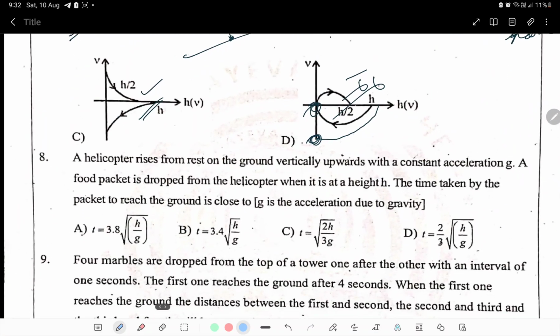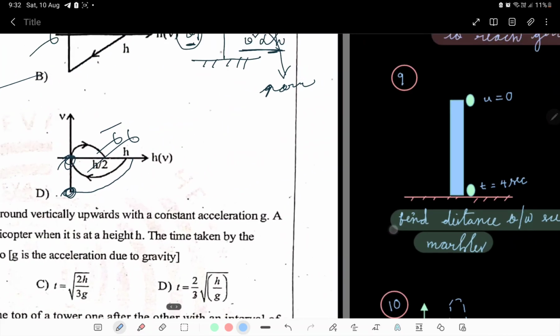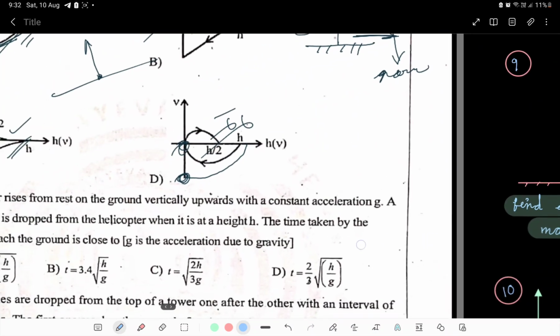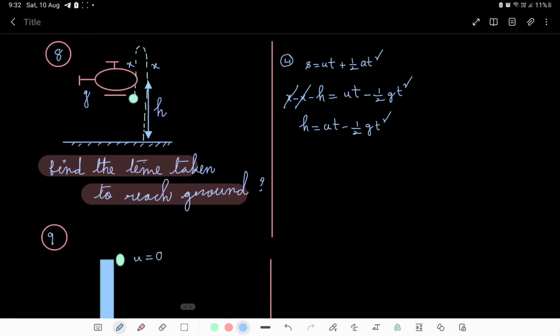So now we have to find this one. We don't have u, therefore when it reaches this side, the velocity will be u = √(2gh). So substitute that: h = √(2gh)·t − (1/2)gt².